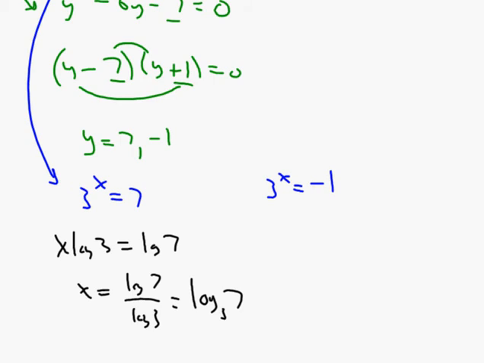Over here, if you look carefully, there isn't any power I could put on 3 to get any kind of negative number. We know 3 to the 0 is 1, and 3 to any negative power is just 1 over 3 to that power. So we would never get a negative number from the left-hand side of this equation. So this has no answer, and we'll reject that. Your only answer is this.